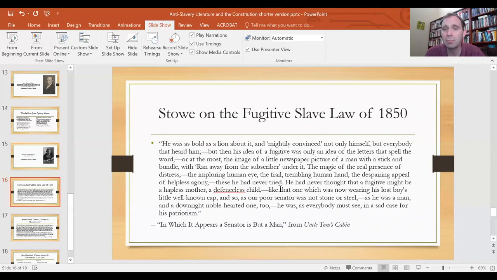And so, as our poor senator was not stone or steel, as he was a man, and a downright noble-hearted one too, he was, as everyone must see, in a sad case for his patriotism.